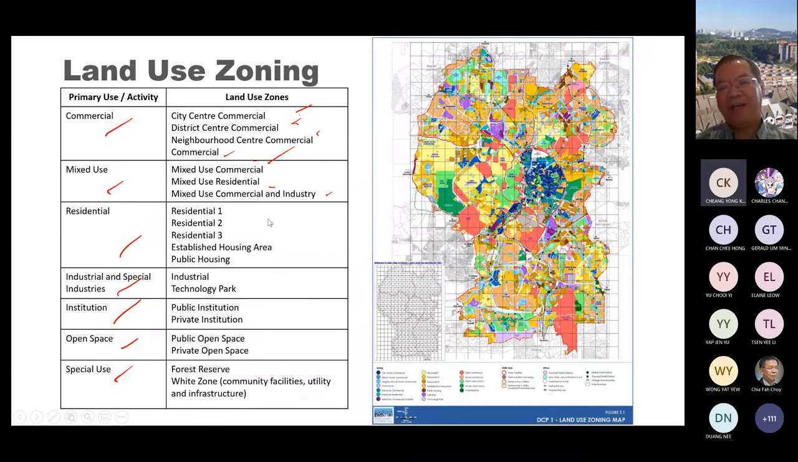So when you want to carry out any development on a piece of land, first of all, you have to check with the authority: what is your land use zoning?